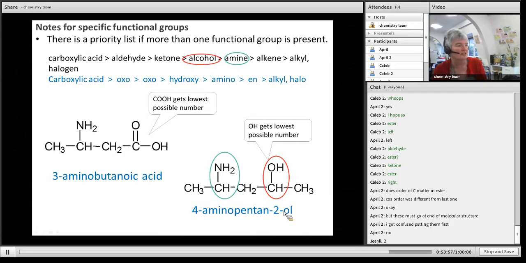So I don't have to give the number here. For carboxylic acid, I would have to give it here. And even if it was on the end one over here, I'd still have to say pentan-1-ol to distinguish it from 2-ol or 3-ol.